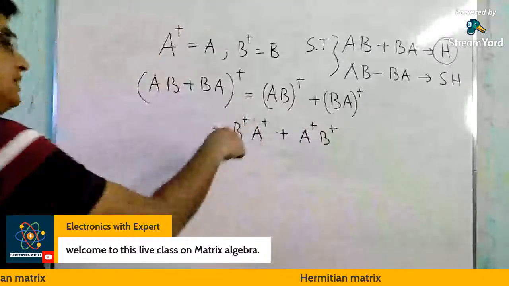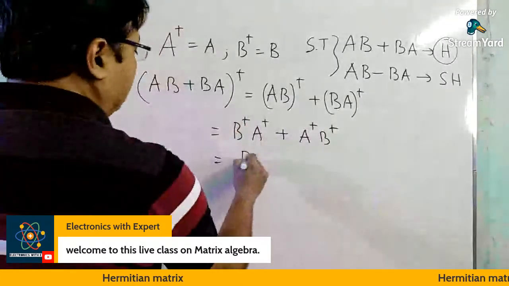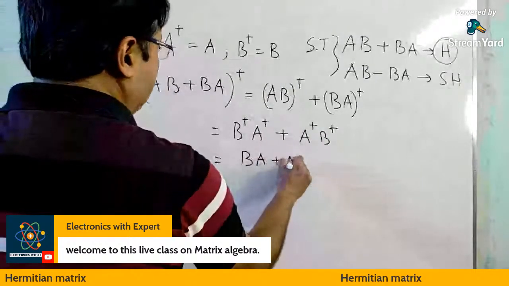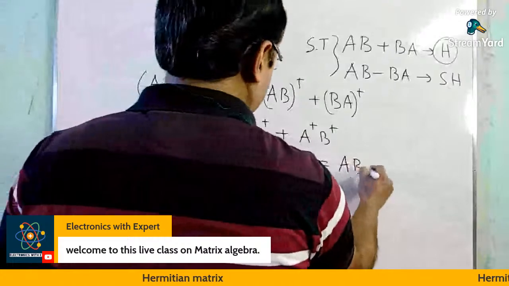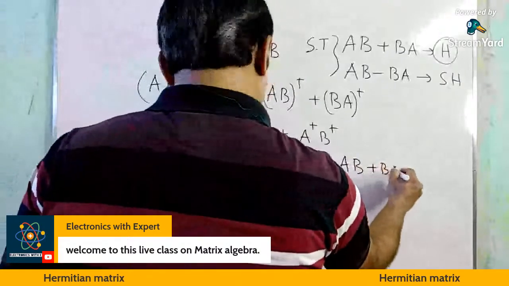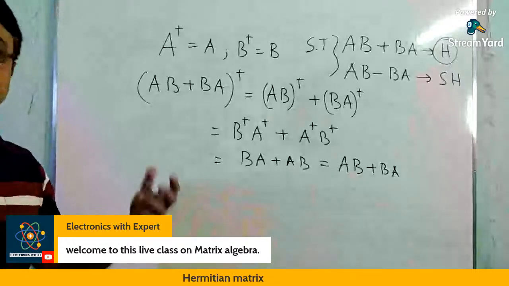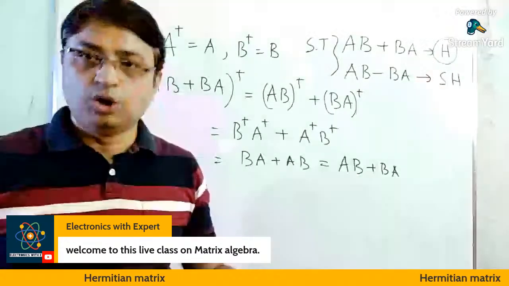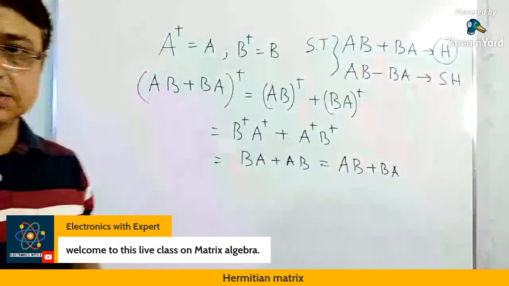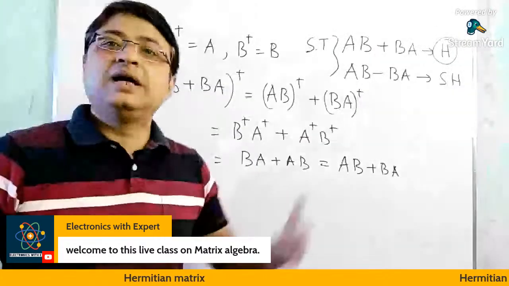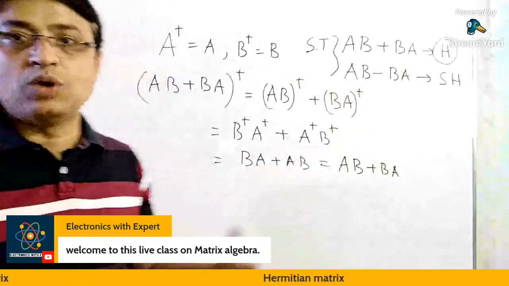And now since B dagger equals B and A dagger equals A, it will be BA plus AB, or it can be written as AB plus BA. So (AB plus BA) whole dagger equals AB plus BA, and it will show that AB plus BA is a Hermitian matrix. Okay? Now let's find out whether AB minus BA is a skew Hermitian matrix.